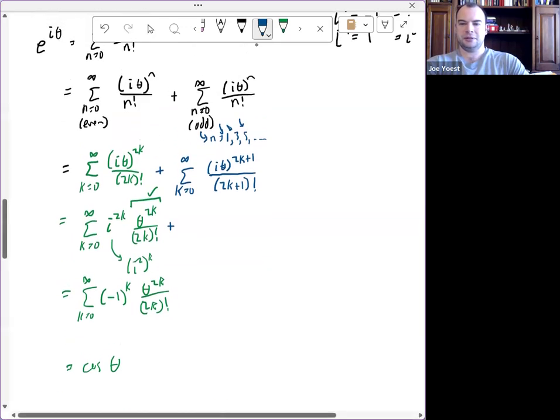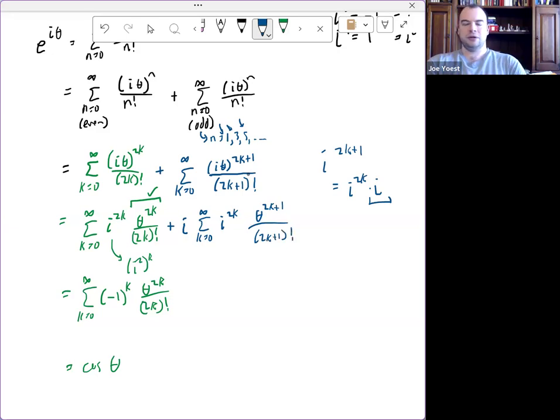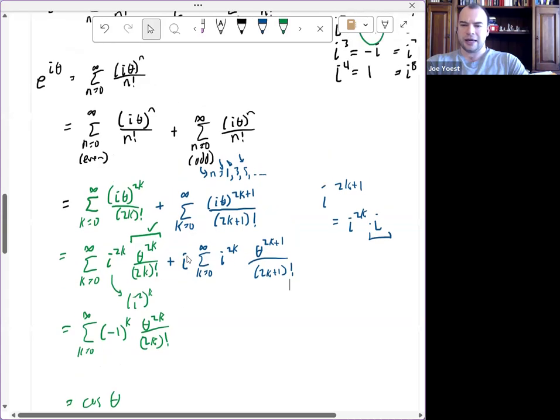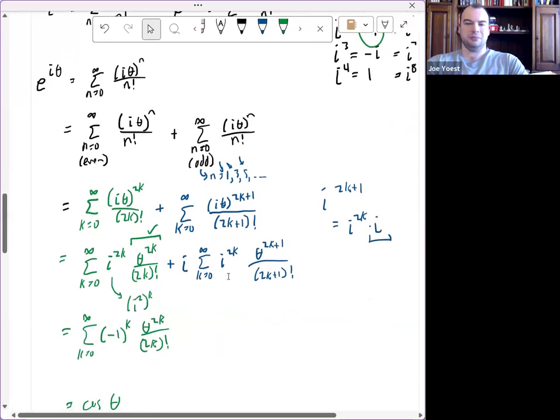And then what do I have over here? Well, I have i theta to the 2k plus 1. That's i to the power 2k plus 1 times theta to the 2k plus 1. But I can think of this as i to the 2k times i. So let me pull one of these i's, this one, out front. And then I would end up with i to the 2k theta to the 2k plus 1 over 2k plus 1 factorial. And again, after the i, I'm looking to get a sine theta. So I'm looking for this summation in blue to be sine theta.